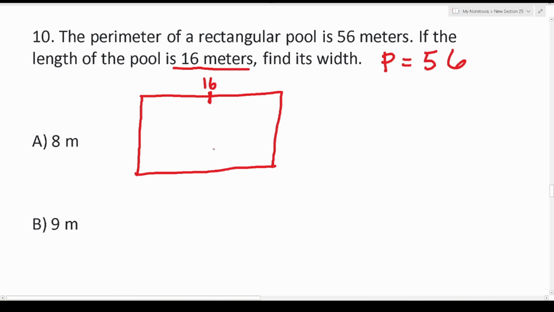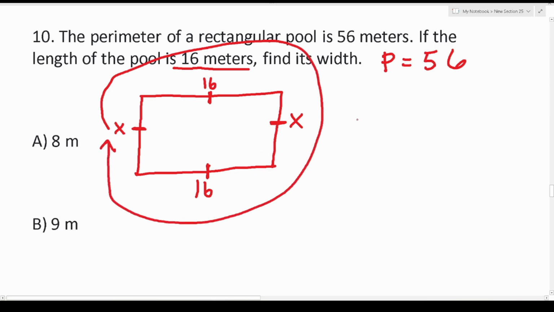We know that's 16. Likewise, we know that in rectangles, if this side's 16, this side's equivalent to this side, so this is also 16. And that leaves us with trying to figure out what these two widths are. And I'm going to represent those with an X since they're currently unknown. All right, so how can we figure out what X is given the perimeter of this rectangle? Well, we do know that to find the perimeter of a rectangle or any quadrilateral, you just add up all the sides. So the perimeter is equivalent to X plus 16 plus X plus 16.